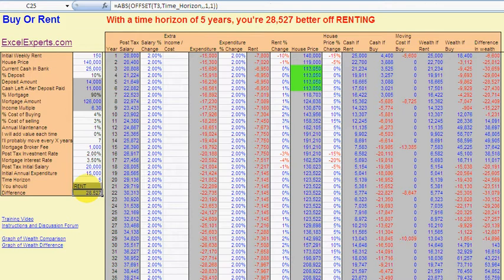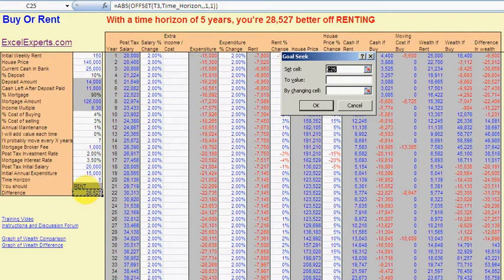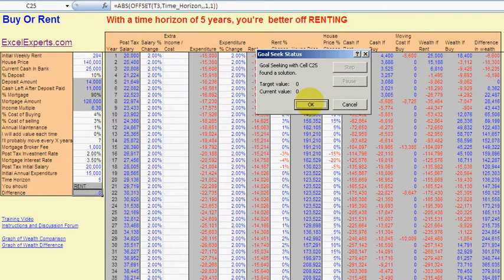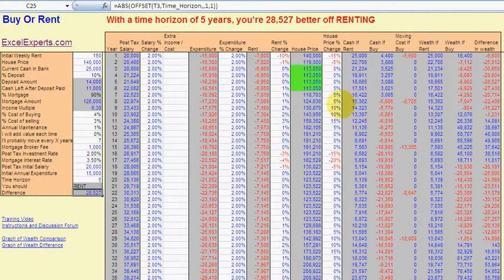So I'm going to do Alt-T-G, which brings up the goal seek box, and I'm going to set this cell to value 0, and I'm going to change the rent. Okay, so if I were paying $294 a week, then I'm no better off renting or buying. But that's actually quite a big increase in the amount of rent that I'm currently paying, so maybe I wouldn't want to do that.